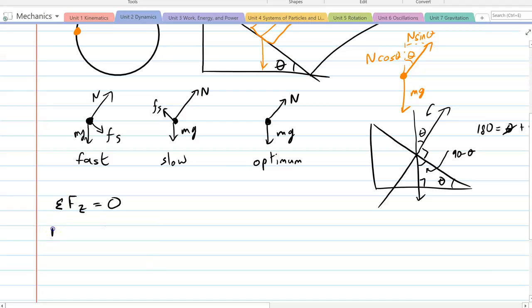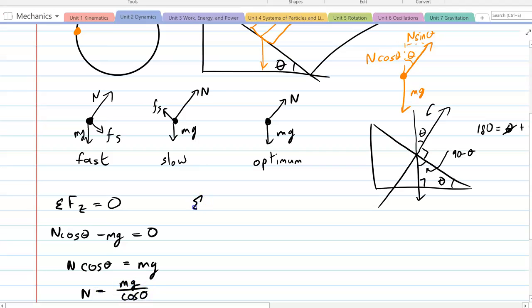So we actually have normal cosine, which is something unusual. We don't really see normal cosine. We usually see mg cosine, the weight cosine instead, especially with inclined planes. So the normal cosine of the angle is equal to mg. In other words, the normal is equal to mg divided by cosine theta.